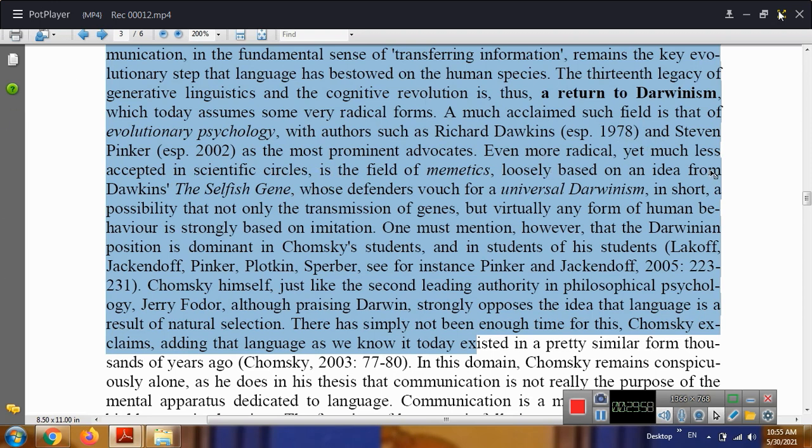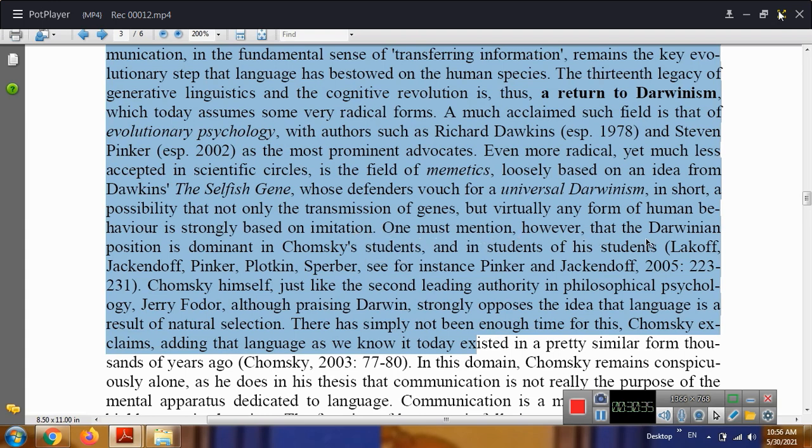Even more radical, yet much less accepted in scientific circles, is the field of memetics, loosely based on an idea from Dawkins' The Selfish Gene, whose defenders vouch for universal Darwinism, ensuring the possibility that not only the transmission of genes, but virtually any form of human behavior is strongly based on imitation.